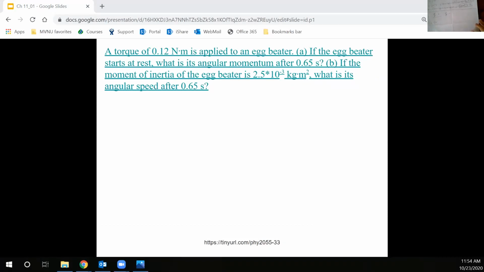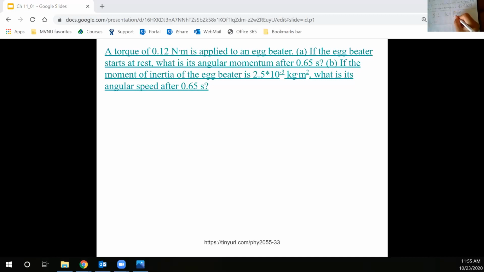All right. Anyway, let's take a look here. Starting from here, you're looking for your final L. So you can move this to the other side of the equation: dL equals tau dt. You are going to integrate from initial to final on each side. Initial is 0, final is what you are looking for.